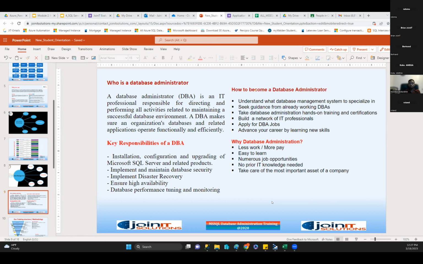So the next thing is take database administration hands-on training and certifications. This is extremely important, right? People have come in the past and they're like, wow, I really admire you. I want to be a database administrator. And then I say, okay, this is what I did. Three months later, I can advise them to get started. And they're like, yes, I'm going to get started. Then I'm like, oh, how is the class going?